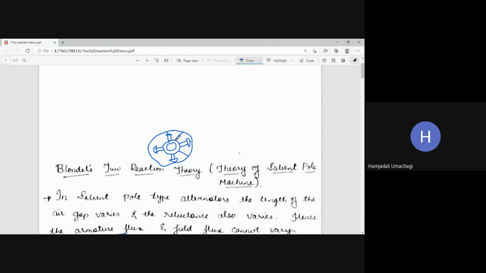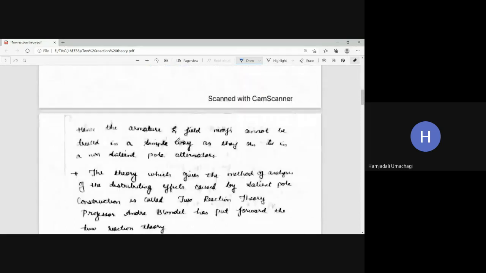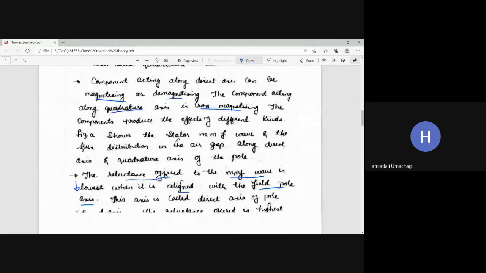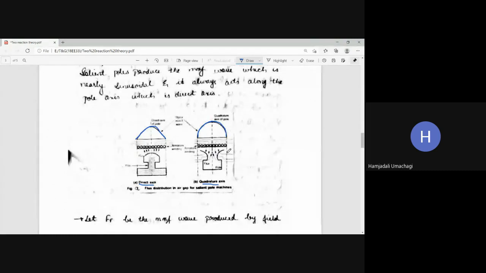Because of this change in the air gap length, it will offer different types of opposition. Opposition will be more when the MMF wave is 90 degrees with respect to the direct axis or pole axis, and reluctance will be minimum when the MMF wave is along the pole axis. So you can find that the flux distribution for the stator wave is almost sinusoidal for the direct axis, and far away from sinusoidal for the quadrature axis. That is, it is non-sinusoidal in nature.